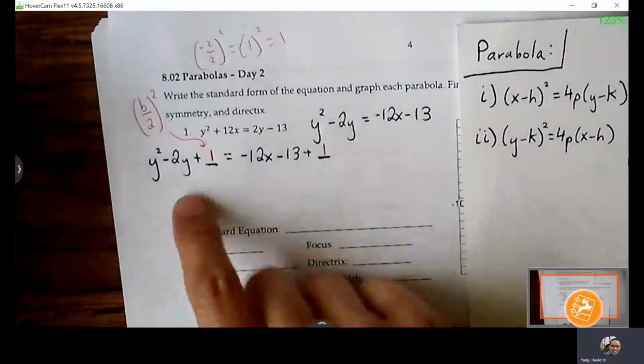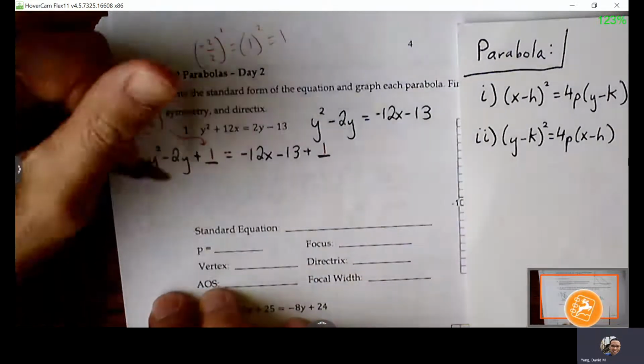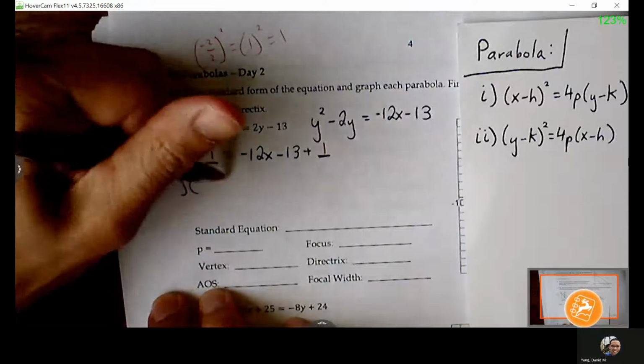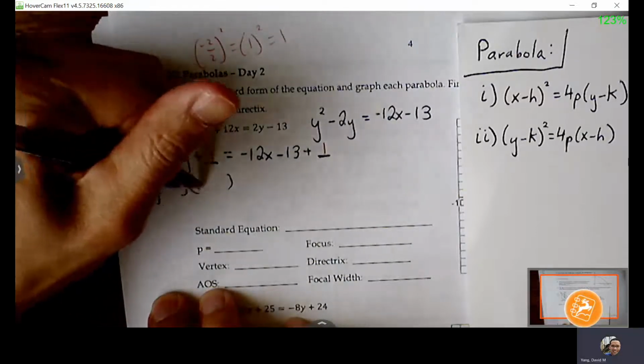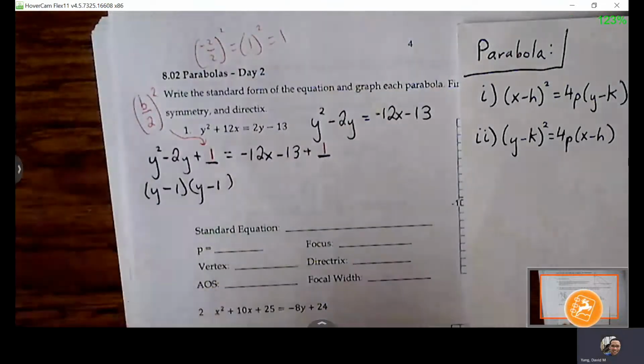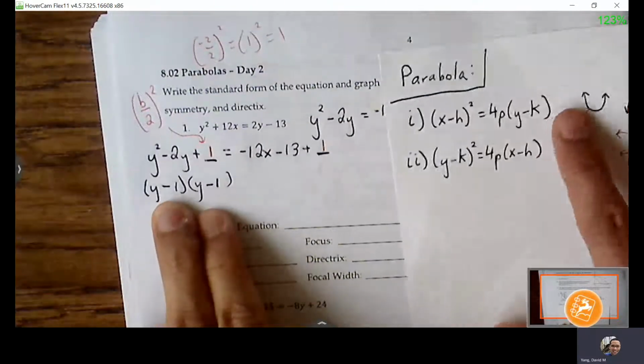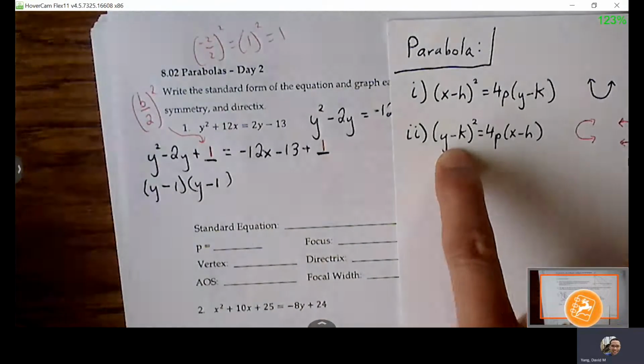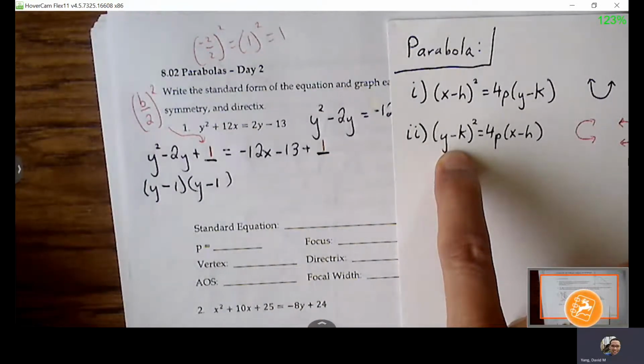Okay, so now factor. What multiplies to 1 and adds to be -2? Yeah, -1. So now that you have (y minus 1)(y minus 1), we can merge them together. And now we can get that left side to be closer to that standard form.